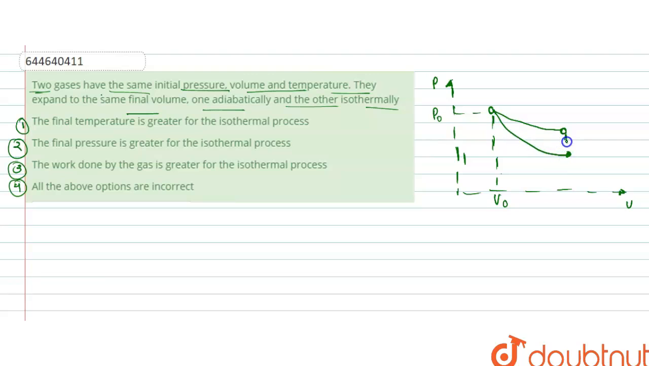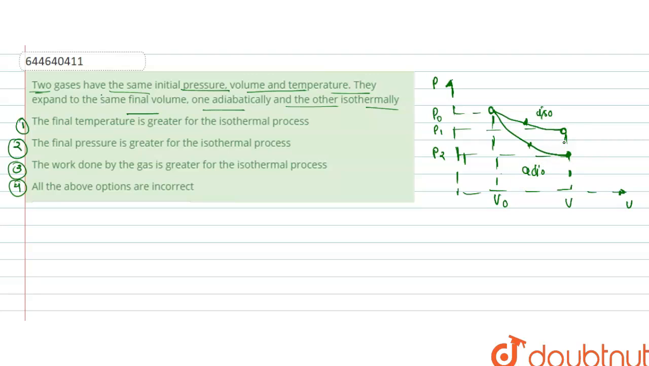Both have the same final volume V, but the pressure is changed. This is P1 and suppose this point has pressure P2. So this is the graph for isothermal, and this graph is for adiabatic. So this is the graphical representation.